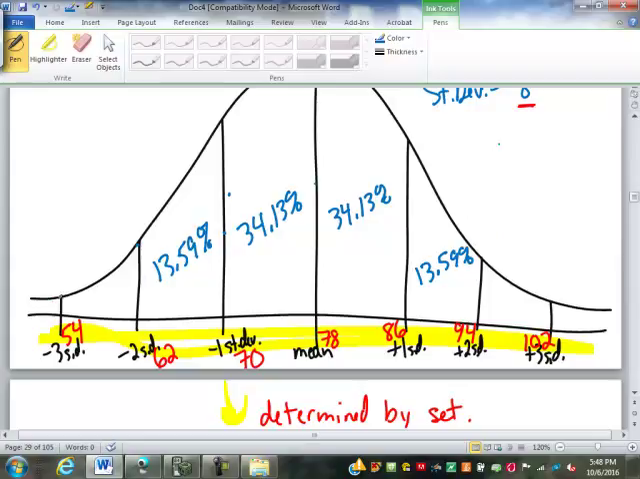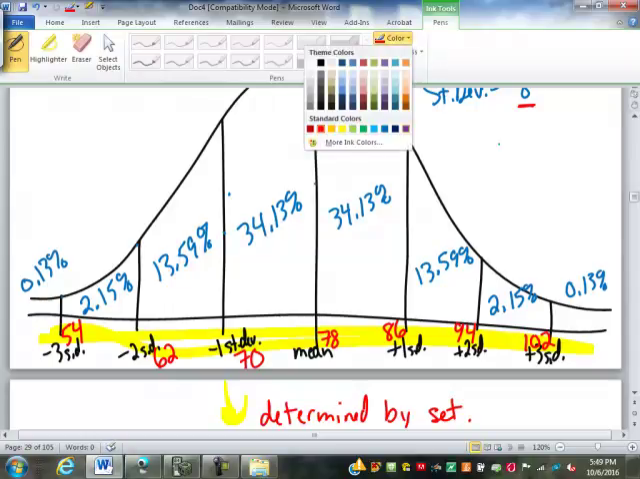Between 2 and 3 standard deviations away from the mean, it's always going to be 2.15% on either side. And finally, more than 3 standard deviations away from the mean. So out here, this is going to be 0.13% on both ends. So what does that mean?